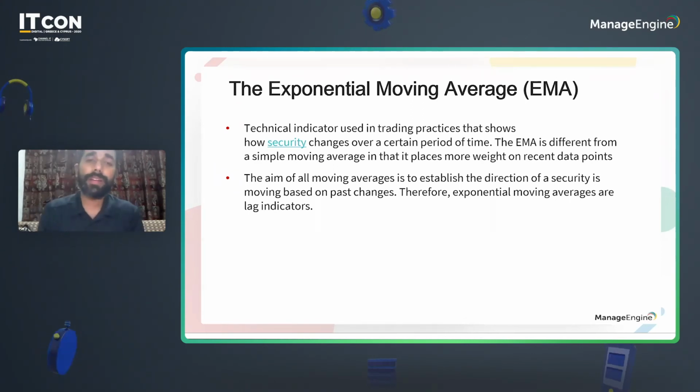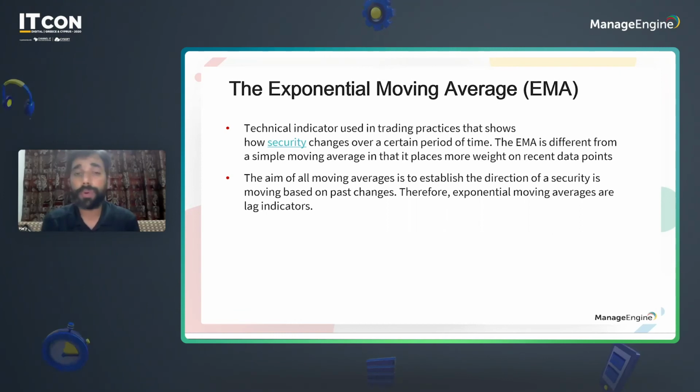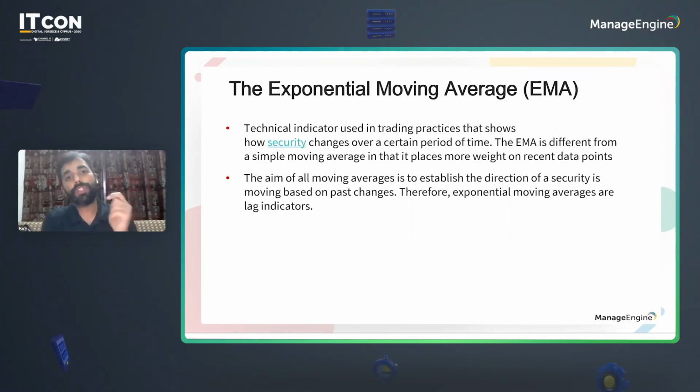You need to understand that this is an important algorithm, more than the RPCA and Markov chain. It is the technical indicator used in trading practices that shows how a security changes over a period of time. The link will give you some important information through an article. The EMA is different from a simple moving average in that it places more weight on recent data points. The aim of all moving averages is to establish the direction the security is moving based on past changes, and therefore exponential moving averages are lag indicators.